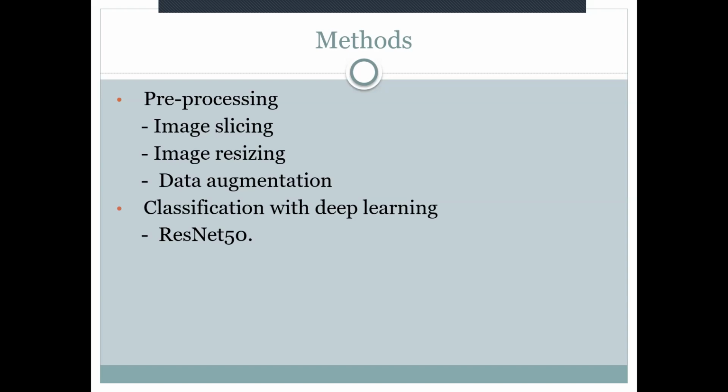And how did we resize the images? We resized the images to a size that was able to fit into the input of the ResNet 50, and that was 227 by 227 by 3. And also we did some data augmentation to enlarge our data set, by rotating most of those images at different angles. And also we did the classification using ResNet 50.